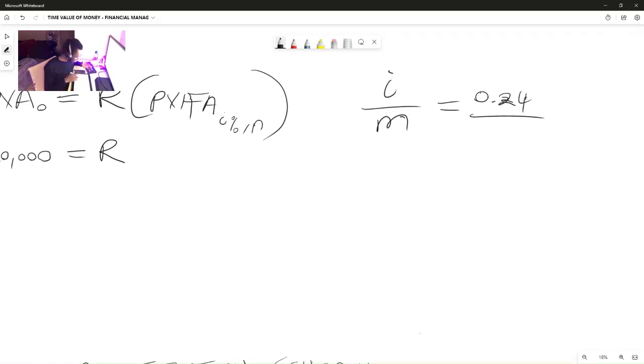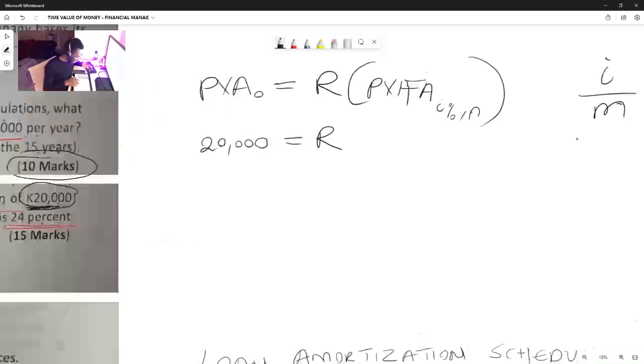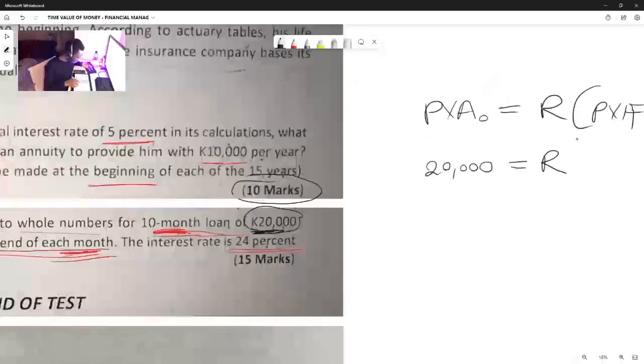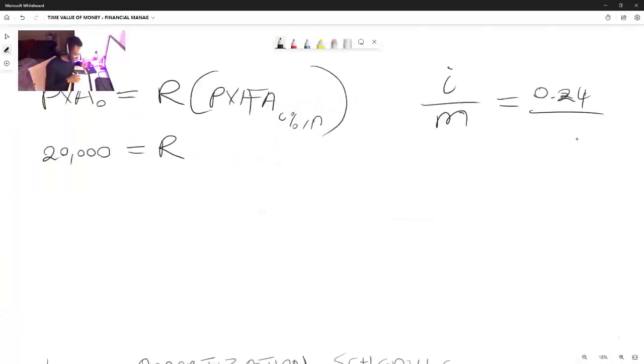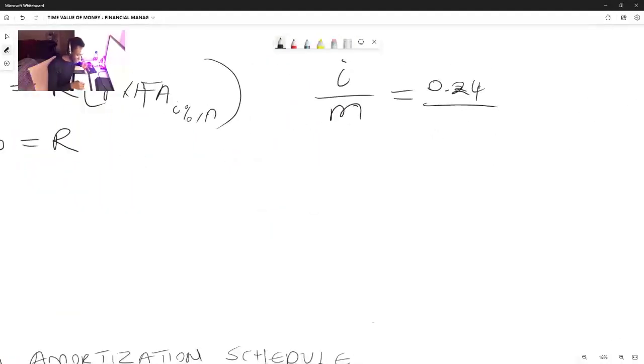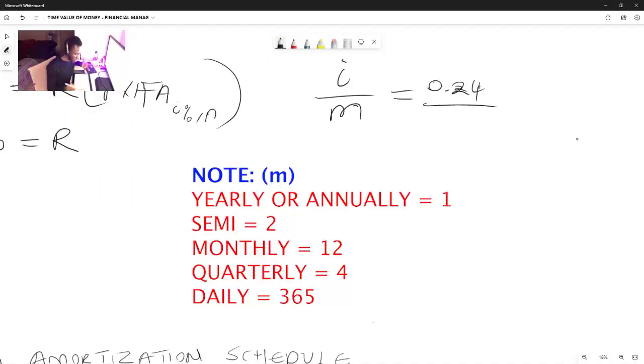But in order for us to know the number of compounding periods per year, we need to look at the situation. We're dealing with months here. So if we're dealing with months, we need to know how many months are in a year. The number of months in a year is 12. So we're going to divide this 24%, or 0.24, by 12 months, because that's the number of compounding periods.